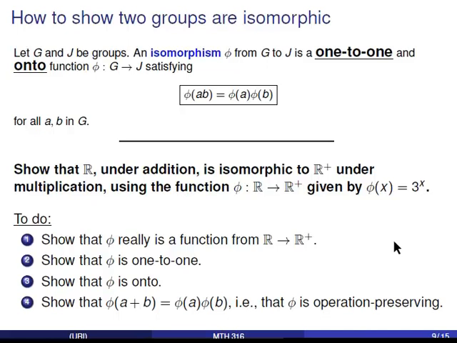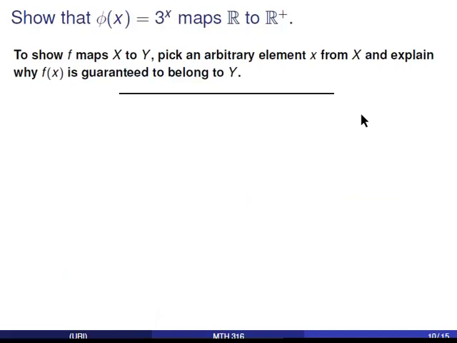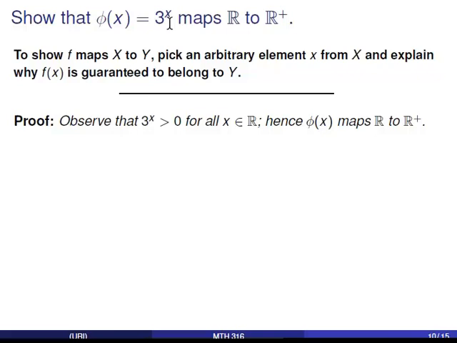First, we need to show that phi maps R to R plus. Now, in general, this is what you would need to do. We need to show that our function maps everything in the domain into the codomain. Now, for us, we're just going to observe that the map 3 to the x takes every real number and converts it to a positive number. 3 to the x is always greater than 0. Now this is a property of exponential functions that we'll assume the reader is familiar with already, and it is all we need to do to show that phi does map the reals into the positive reals.